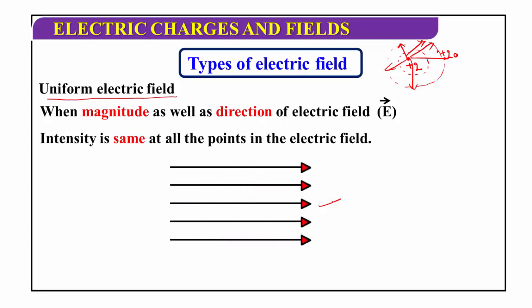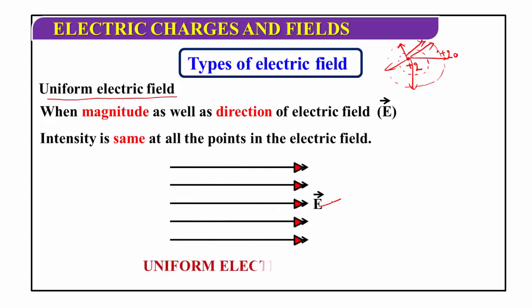Then this field is said to be uniform. The best example for this uniform electric field is the electric field between two oppositely charged parallel metal plates that are separated by a small distance. The word uniform itself says the electric field is the same at all the points. If the electric intensity is the same at all the points in the electric field, then it is called a uniform electric field.